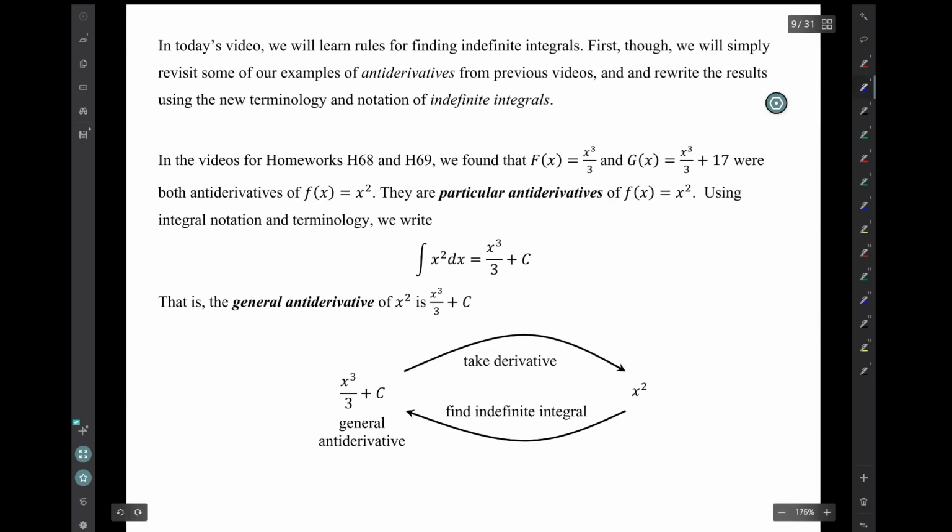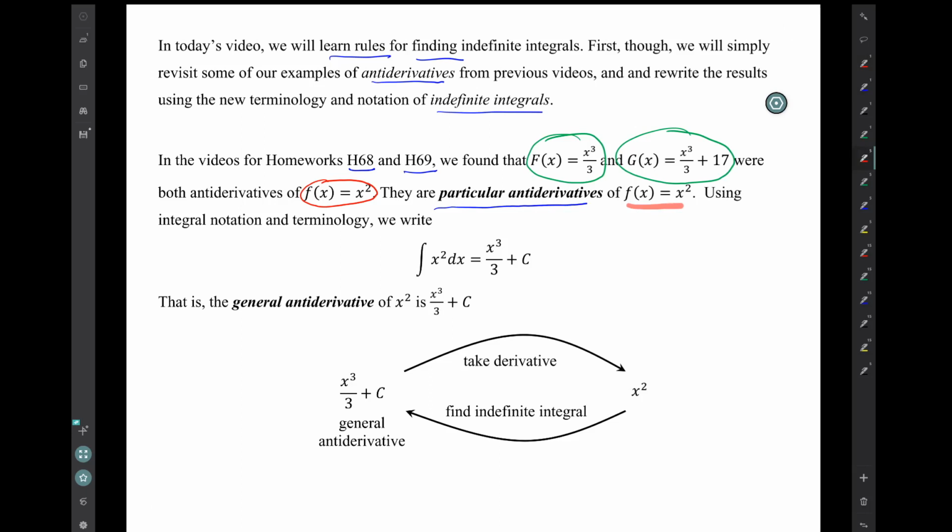So in today's video, we'll learn rules for finding indefinite integrals. First, though, we'll simply revisit some of our examples of antiderivatives from previous videos, and we'll rewrite the results using the new terminology and notation of indefinite integrals. Remember that in the videos for homeworks 68 and 69, we found that capital F of x equals x cubed over 3 and capital G of x equals x cubed over 3 plus 17 were both antiderivatives of this function, little f of x equals x squared. They are particular antiderivatives of little f of x equals x squared.